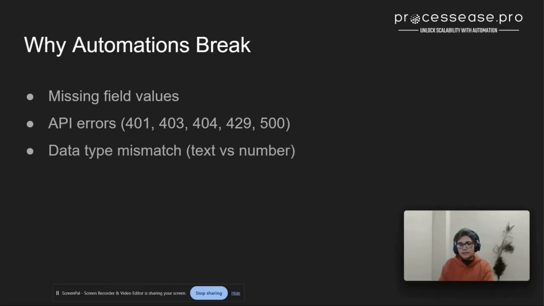Data type mismatch, text and number, like we talked about. In some systems, what happens is, for example, phone number is a number field, or amount is a number field. Now, if you send amount as a string, then that system will throw an error as invalid data type. So, yeah, that's data type mismatch done.